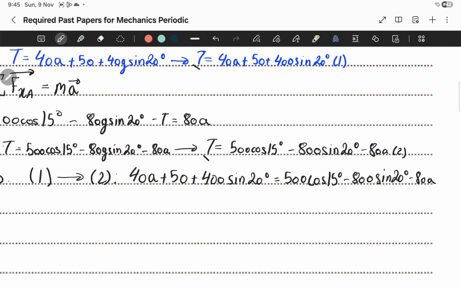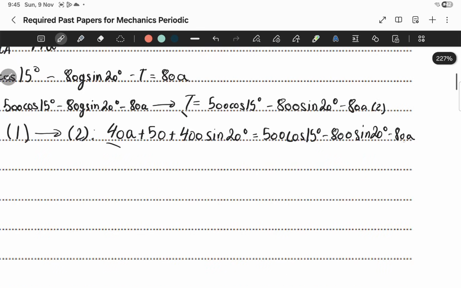Now you notice here that we have A. We can take them on one side and leave them as a term, right? So we're going to leave the A's on one side of the equation and everything that's numerical, that we can find the value of on a calculator, on the other side. So take 80A to the other side, you get 120A equals to, now you're going to take the 50 and the 400 sine 20 degrees to the other side.